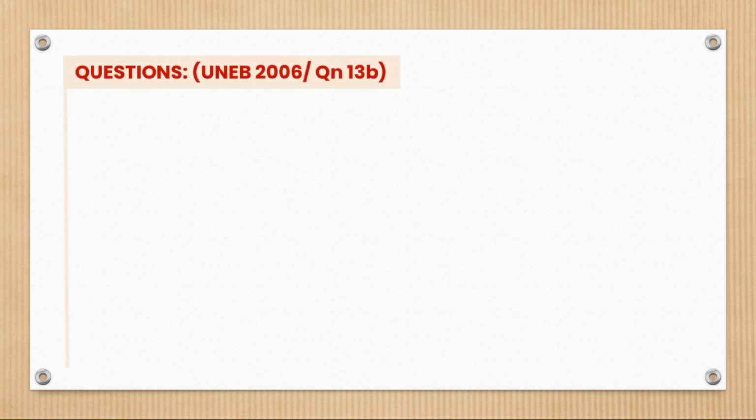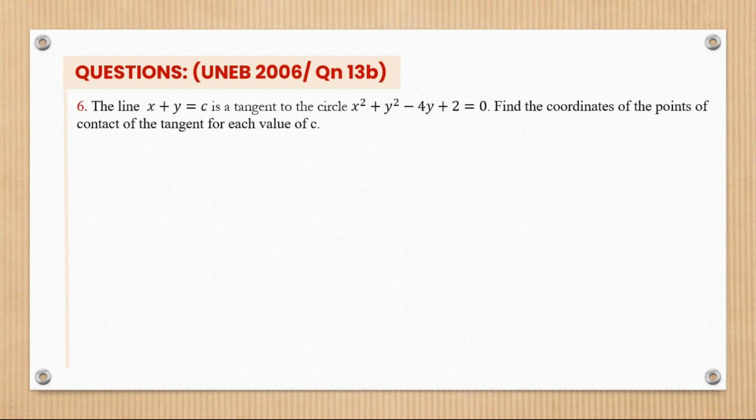The next question is from UNEB 2006, question 13b. I'm being told that the line x plus y is equal to c is a tangent to the circle x squared plus y squared minus 4y plus 2 is equal to 0. Find the coordinates of the points of contact of the tangent for each value of c.